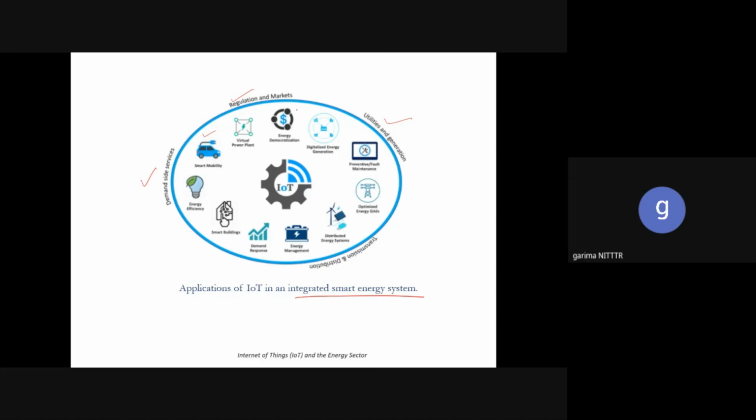Then we have energy democratization, that is, how you are going to utilize those commercially, you can say commercial energy management. Then your digitized energy generation process should be there, so losses will be less. Then fault maintenance and preventive maintenance will be part of the smart energy system. Optimized energy grids, then distributed energy systems related to that, and demand and response, smart buildings, energy efficiency.